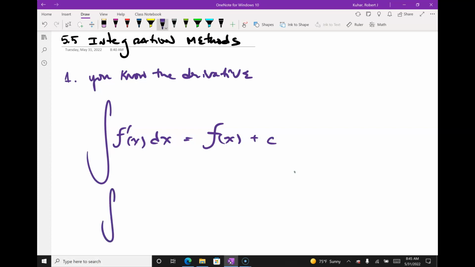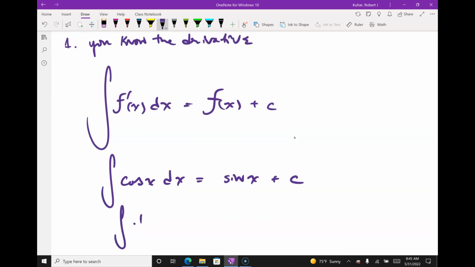So for example, cos of x dx. What did I take the derivative of to get cos of x? Sin x. Right? Or 1 over 2 square roots of x dx. What did I take the derivative of to get that function? Square root of x. So all of my methods will eventually turn into this. I'll eventually recognize what I have, and I'll just be able to do the antiderivative at that time, the integral.